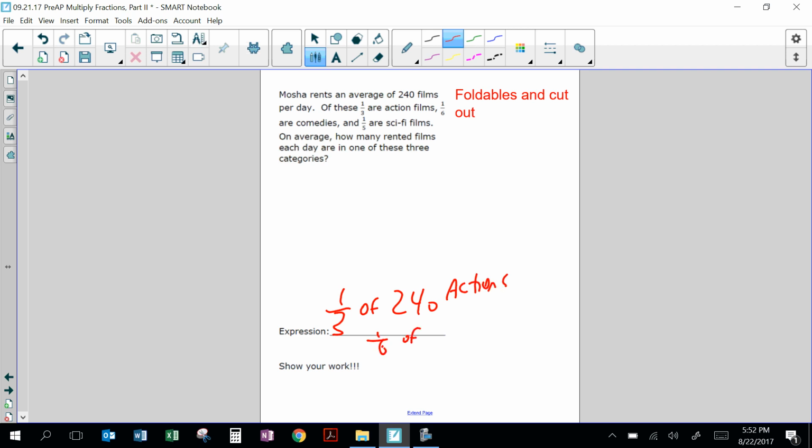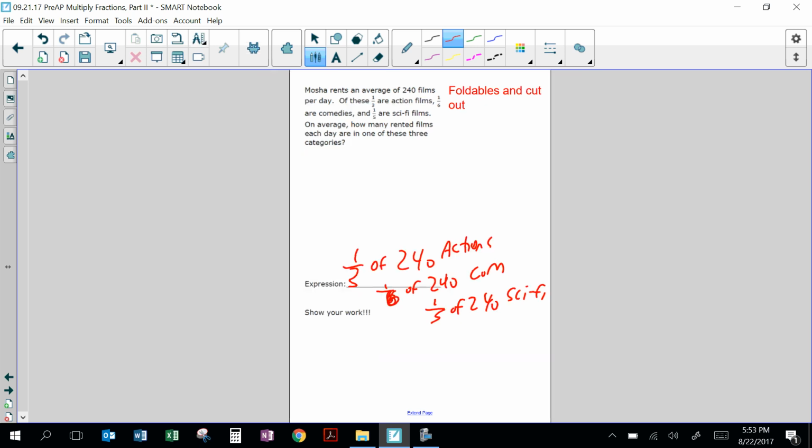1/6 of the 240 films are comedies. That's a 6, by the way. 1/5 of the 240 films are sci-fi. So we're finding part of it, so we need to multiply these fractions. Because we are multiplying by a fraction that's less than 1, I know that our answer will be less than 240. So 1/3 times 240.